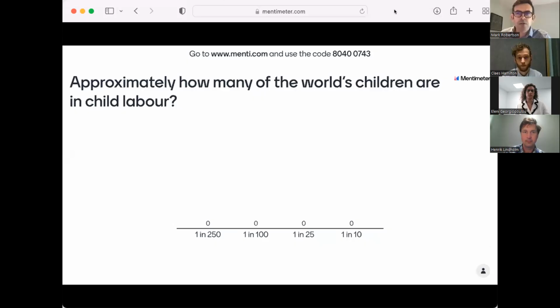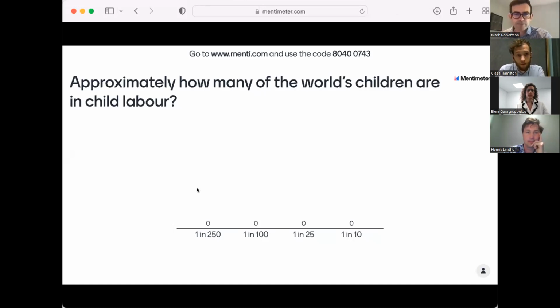So we're actually going to start, we hope, with a short Menti quiz, just to get your knowledge on some questions related to today's topic, child labour, and how to address it. So hopefully you now all see on screen the first question. If you've not used Menti before, super easy. All you need to do, take out your smart device, go to www.menti.com, and then you enter a code that you see on screen, which is 80400743.